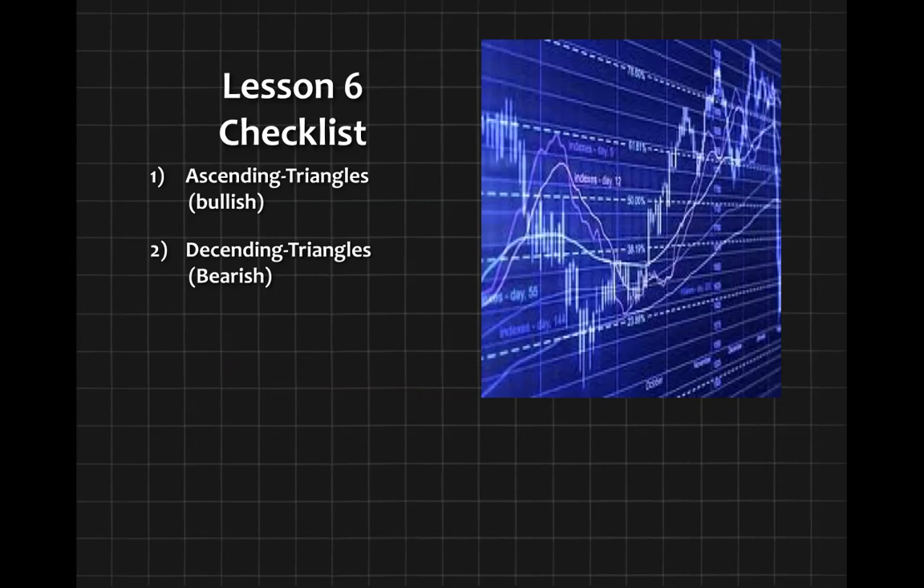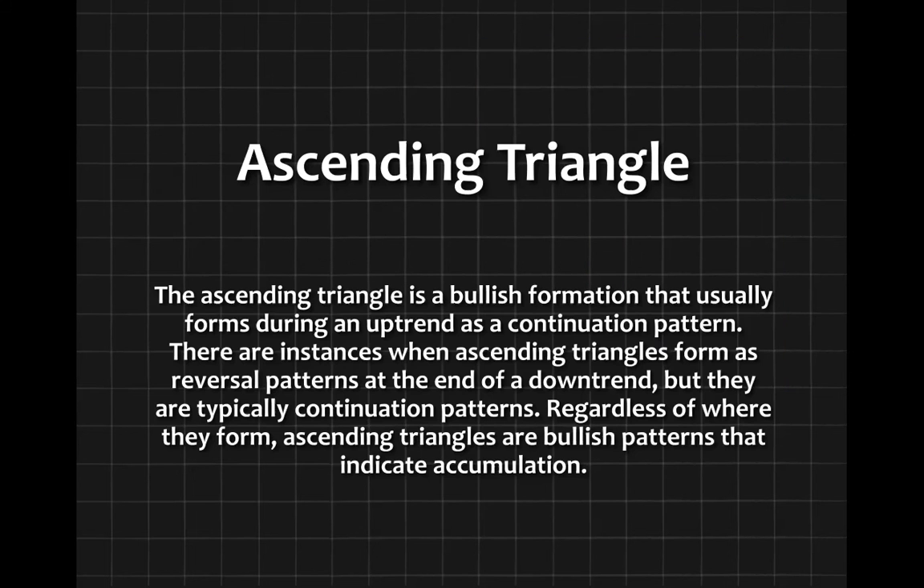Today we're going to be going over ascending triangles, which is a very bullish pattern, and descending triangles, which is a very bearish pattern. Ascending triangle. An ascending triangle is a bullish formation that usually forms during an uptrend as a continuation pattern. There are instances when ascending triangles form as reversal patterns at the end of a downtrend, but they are typically continuation patterns. Regardless of where they form, ascending triangles are bullish patterns that indicate accumulation.